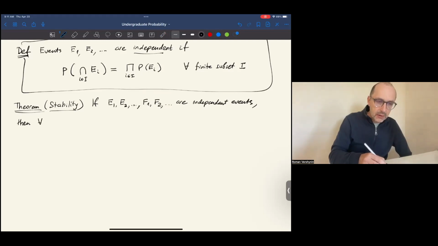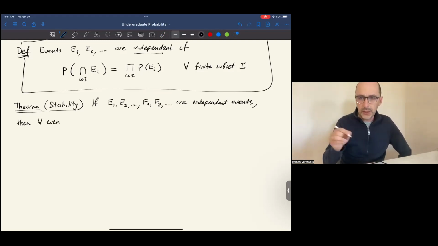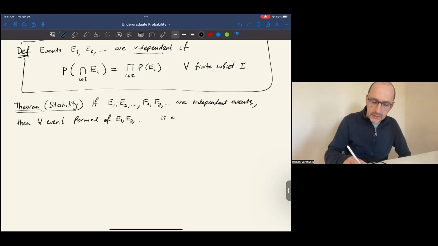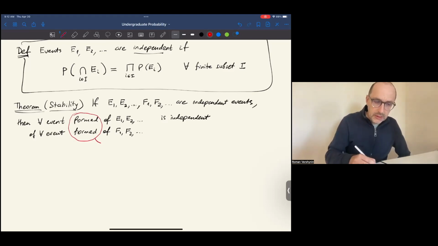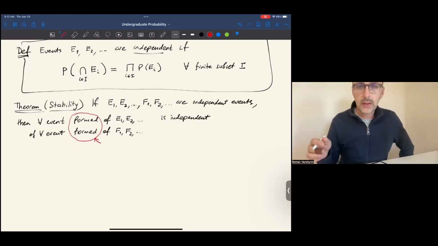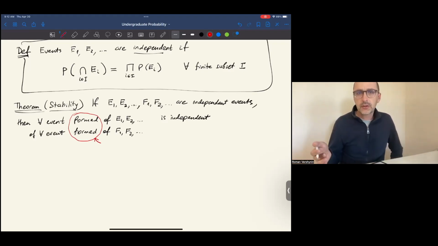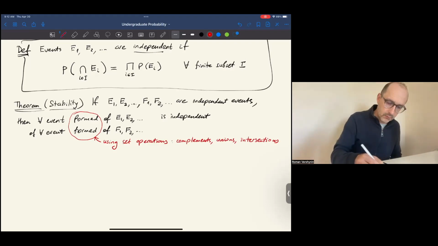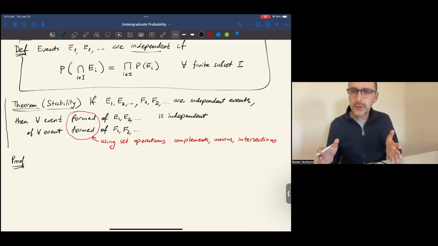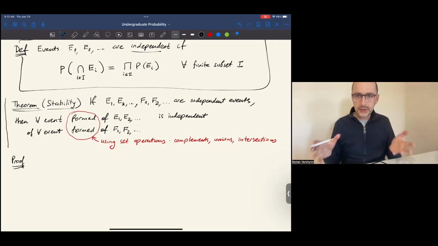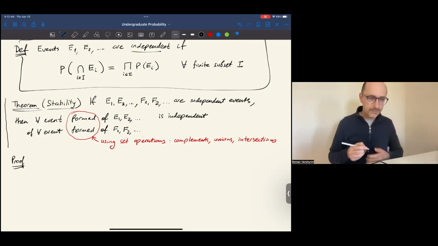So any event formed of the E1, E2, E3 is independent of any event formed of F1, F2, F3, and so on. And by formed, we just mean that we can use set operations, intersections, unions, complements as many times as we want. So any combination of set operations is allowed. Now, because this theorem is so important in our practice, let's make an informal proof of this theorem.